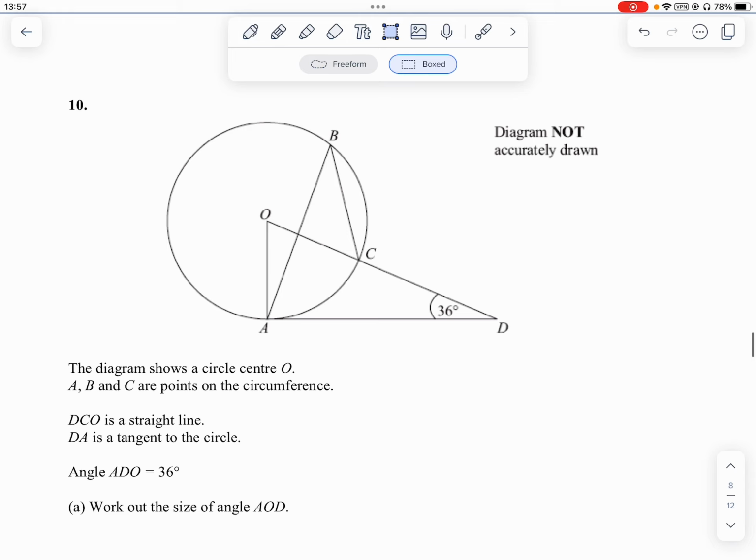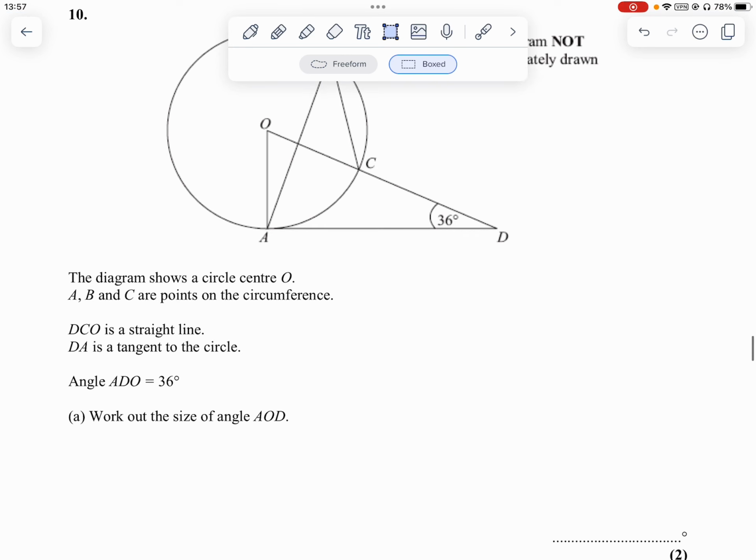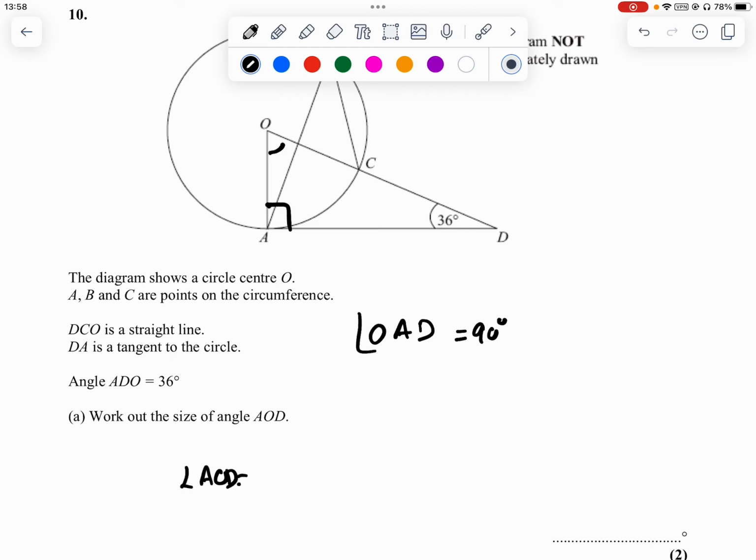Next, question number 10. The diagram shows a circle with center O. ABC are points on the circumference. DCO is a straight line. DA is a tangent. Angle ADO is 36. Find the angle AOD. So we know that angle OAD equals 90 degrees because angle between the radius and the tangent is 90 degrees. So angle AOD will be equal to 180 minus 90 minus 36. Sum of all angles in a triangle is 180 degrees. So based on that, it is 54 degrees.